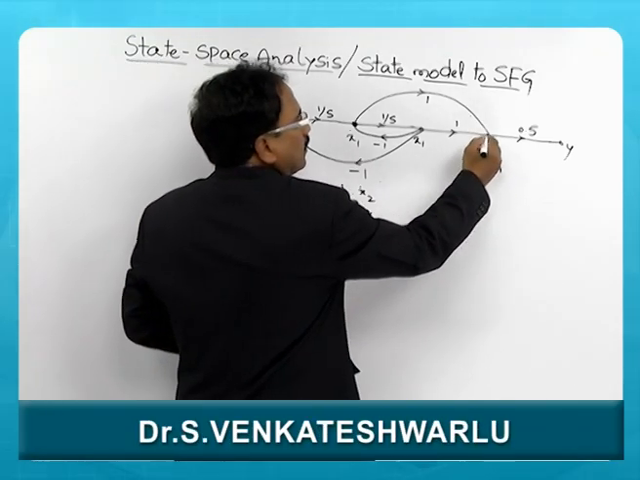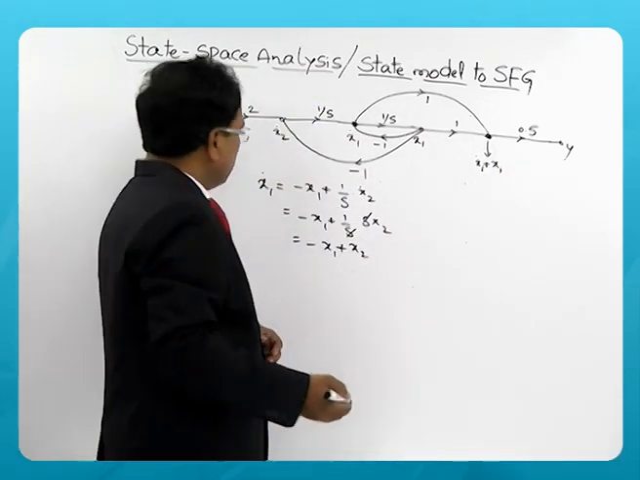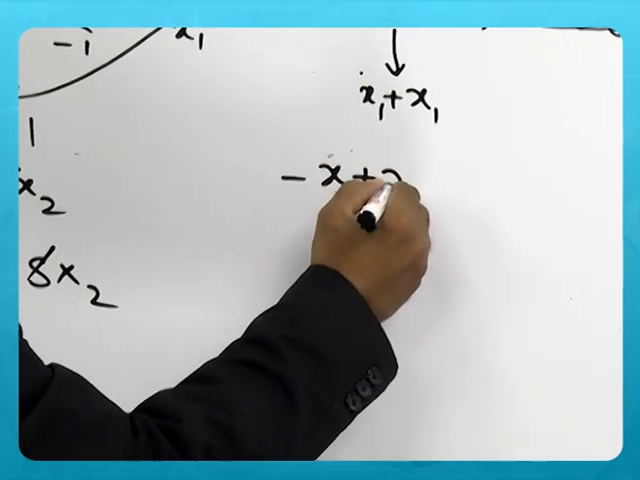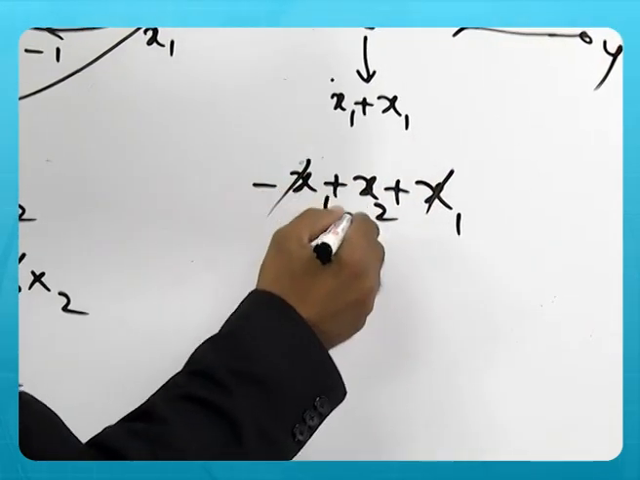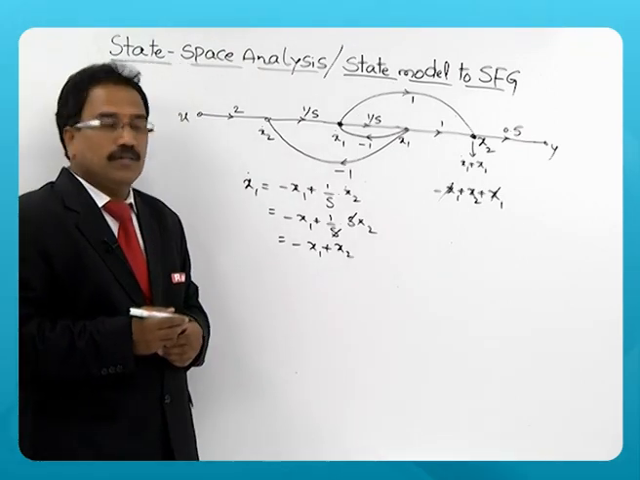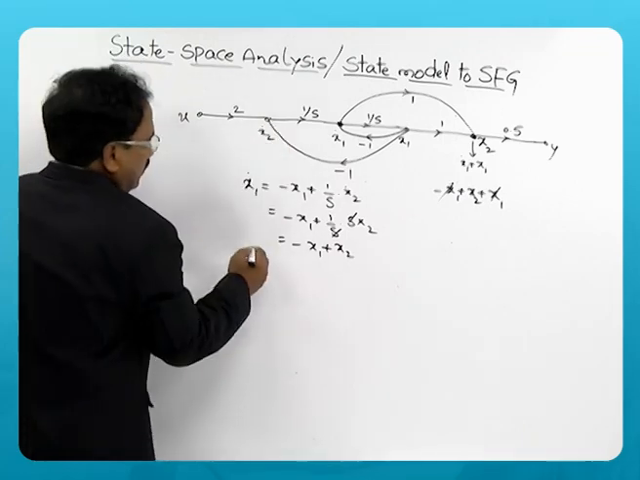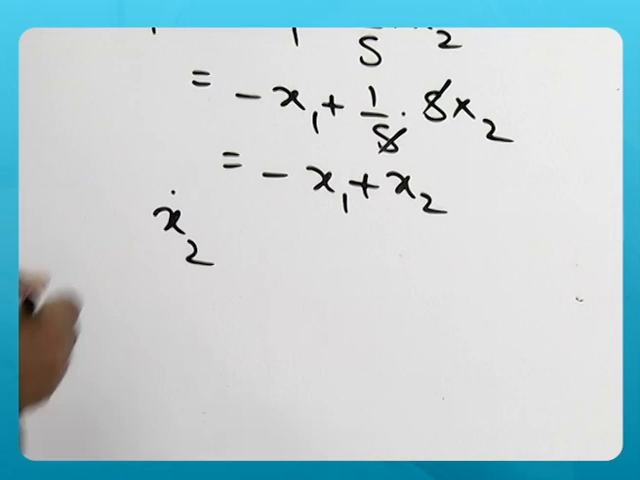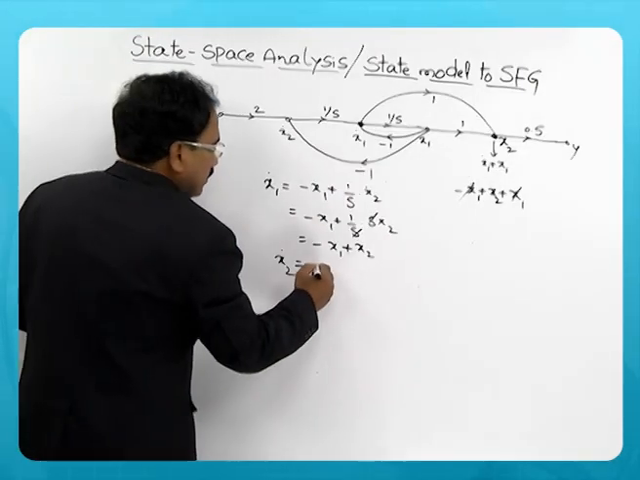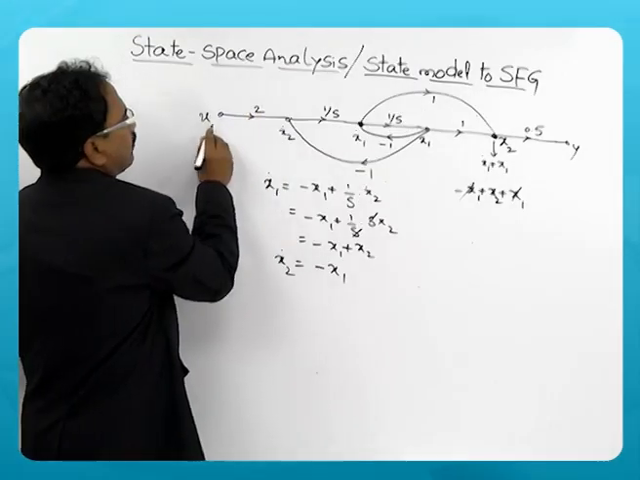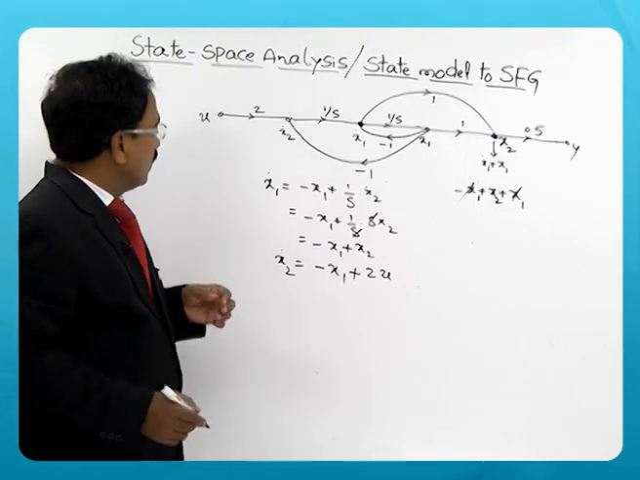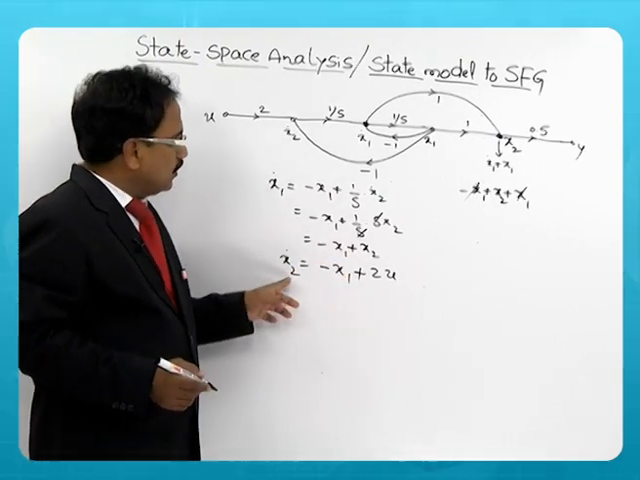When you look at this node, it is given by x1 dot plus x1. So what is its resultant? When you replace x1 dot by minus x1 plus x2 and x1, so this node is now x2, is nothing but minus x1 dot plus x1. So now the another node you have got here is x2 dot. x2 dot, this is equal to, from x1 there is a branch coming with -1, so minus x1, and the other one is from input you have got with 2, so plus 2 times u. So you have got two equations now. One is x1 dot given by this and x2 dot given by this.